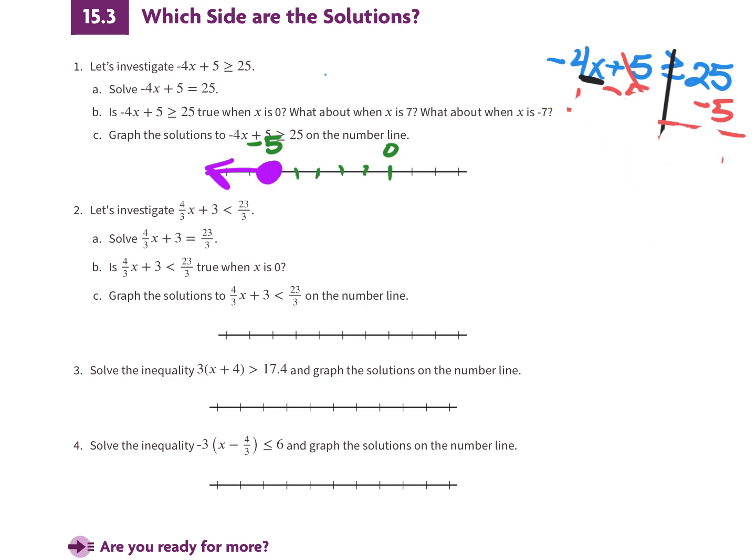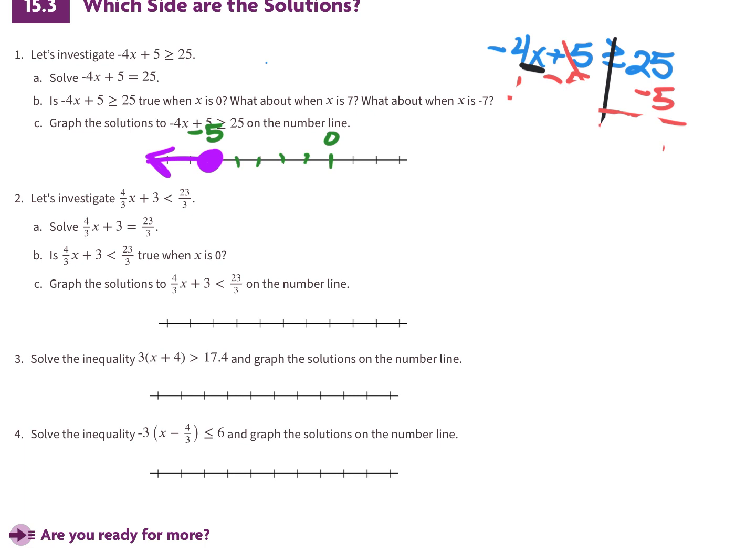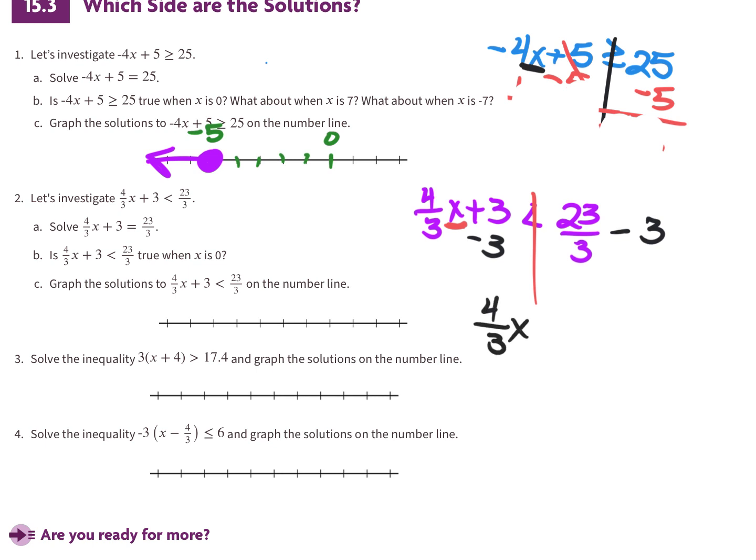So let me erase this so we can see the next part. So we have 4/3 x plus 3 is less than 23/3. So same thing. Get rid of the 3 first because it's not with the x. To get rid of a plus 3, we minus 3. Using my calculator, 23/3 minus 3 is 4 2/3.